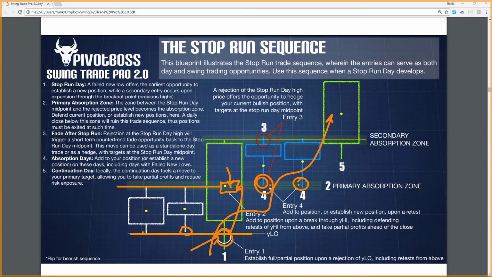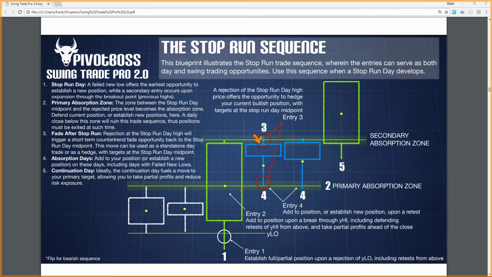So on this pullback here at the midpoint, that becomes your third and fourth opportunities to enter the market. This entry, labeled entry 3, is a counter trend trade. So this is up to you whether you want to take a counter trend here, but the opportunity is there. Sometimes this can be traded by itself as a quick day trade.